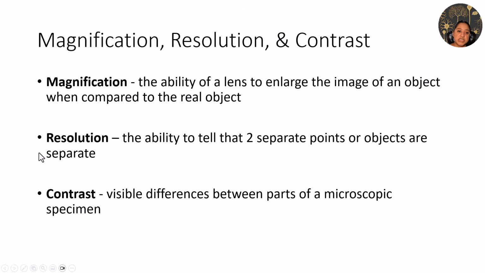Resolution is the ability to tell two separate points or objects are separate. That might seem familiar when it comes to your phone camera, or the resolution when you're watching a video. In a digital version, that's pixels. There are tiny little dots that make up a digital image, and if there's higher resolution, there are more and more tiny dots, and it looks better.